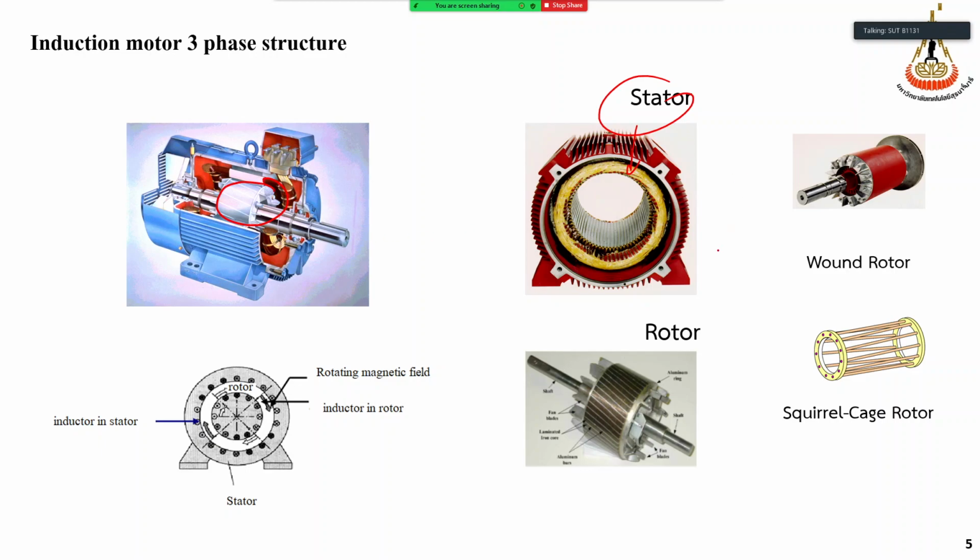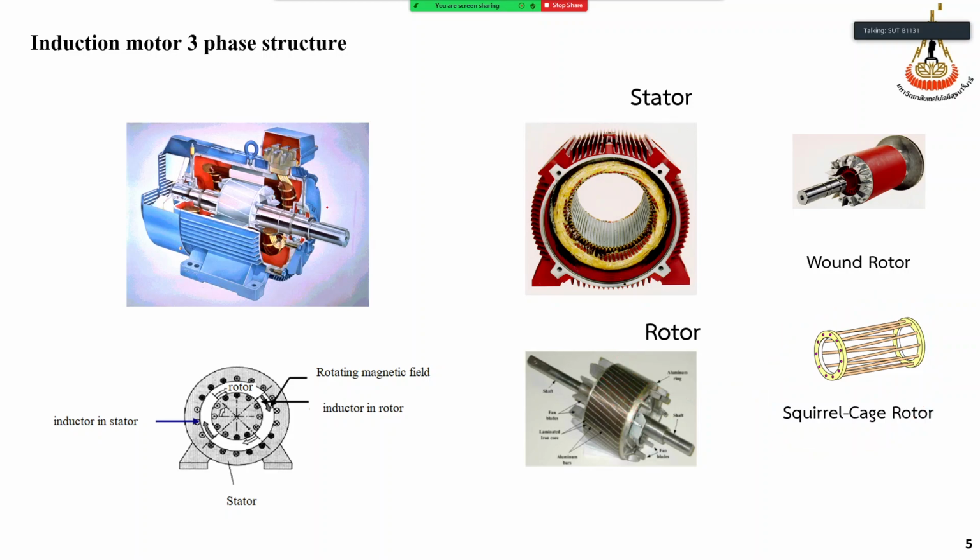For the rotor winding, we have two types. The wound rotor is a coil. Another type is the squirrel cage rotor. By its shape, the squirrel cage is the conductor bars here, and we have end rings to short the ends of this cage. It looks like a cage for a squirrel, right? The most popular type of rotor is the squirrel cage rotor, with conductor bars here.